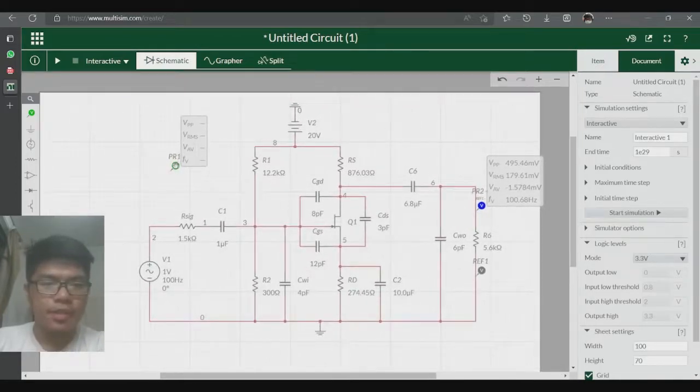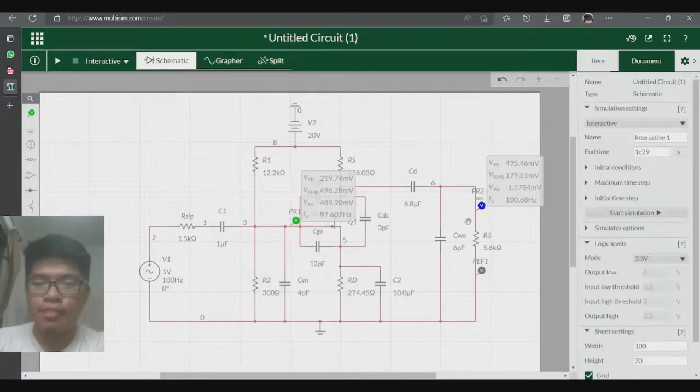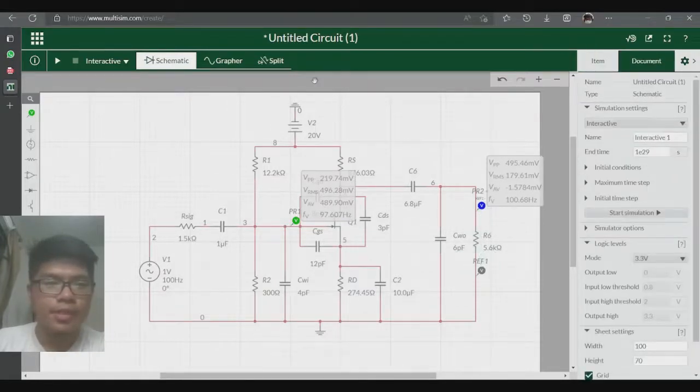Now we want to measure the input voltage and then the output voltage at the R load here. So input we put it here, output we put it here, measuring the voltage across R load, which is R6. So we let it run. After that, you can see the graph.